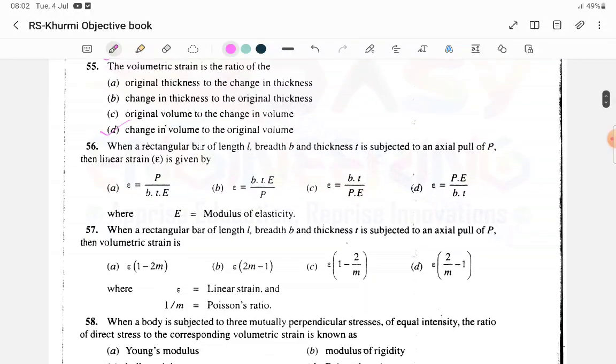Next, a rectangular bar of length L, breadth B, thickness T is subject to an axial pull of P. The linear strain is given by the following. So 56 is A, P by B T into E. How can you remember? P by B into T is the area. P by area means stress. Stress by Young's modulus is strain. Like this you get the formula.